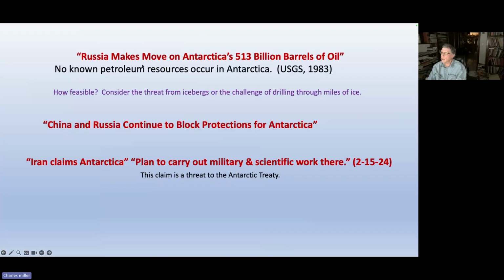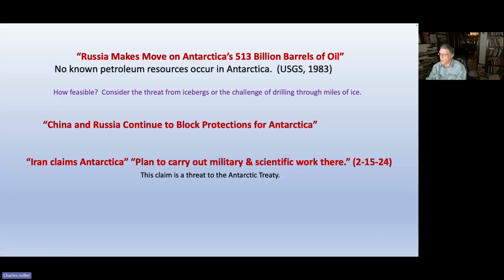And I want to just read through these very quickly. So, Russia makes a move on Antarctica's oil. And that's in contradistinction to what the USGS said in 1983, but I think this is more up to date. Can you imagine the technical difficulty if this was on site and drilling through 12,000 feet of glacier to get to the oil and keeping that hole open? Consider alternatively if they're having drilling platforms off the coast and these huge icebergs come by.